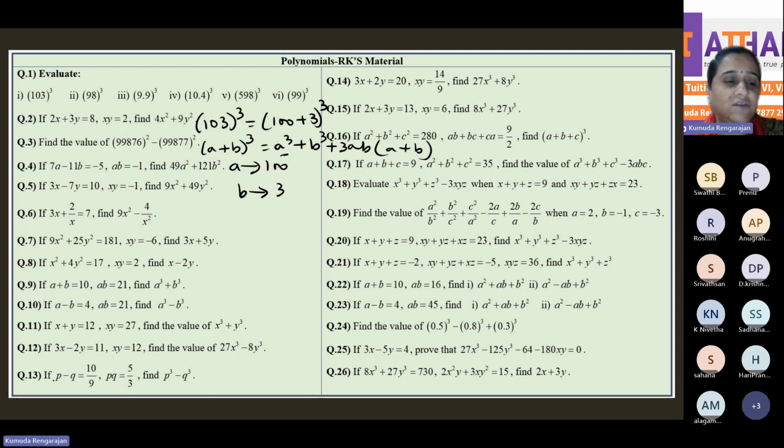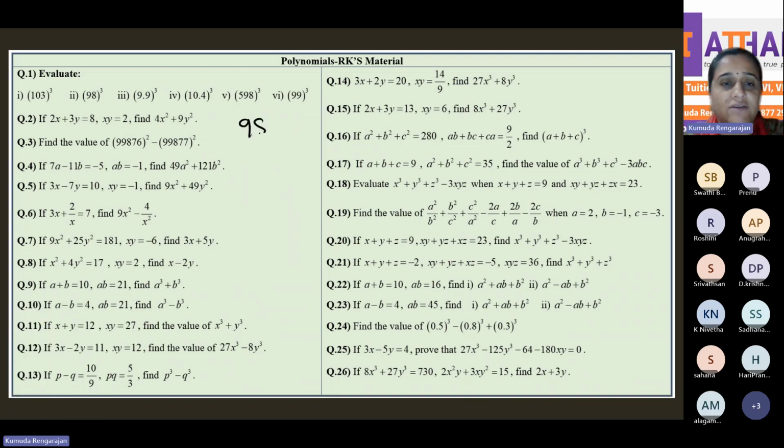The same thing with 98. 98 should be written as 100 minus 2. You should not find this product 98 into 98 into 98. It's not like that. The answer will be the same, but the procedure is not this. You are expected to use an identity.